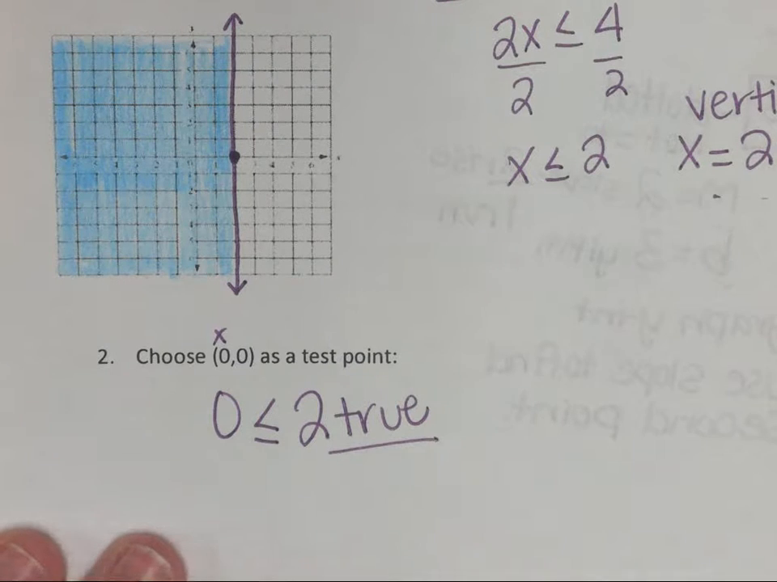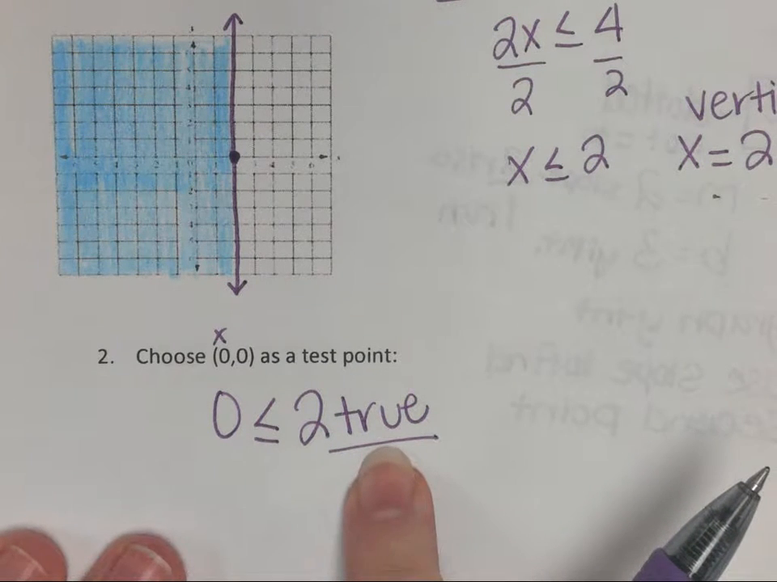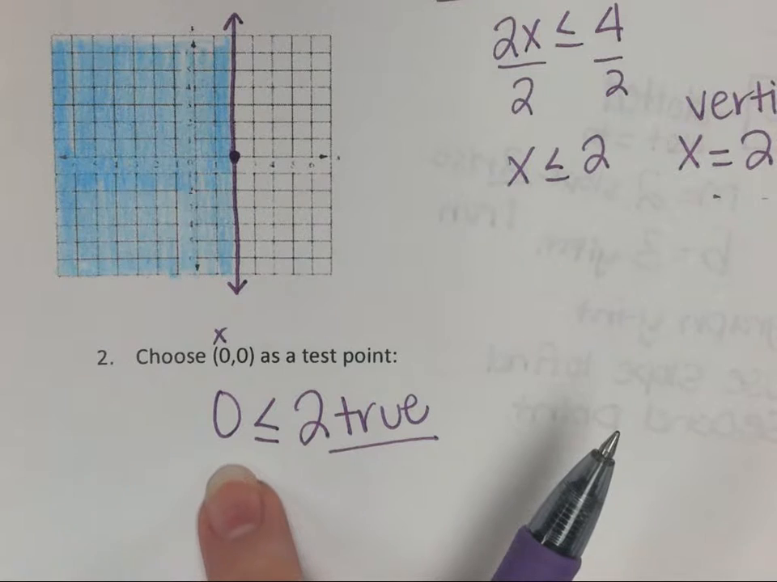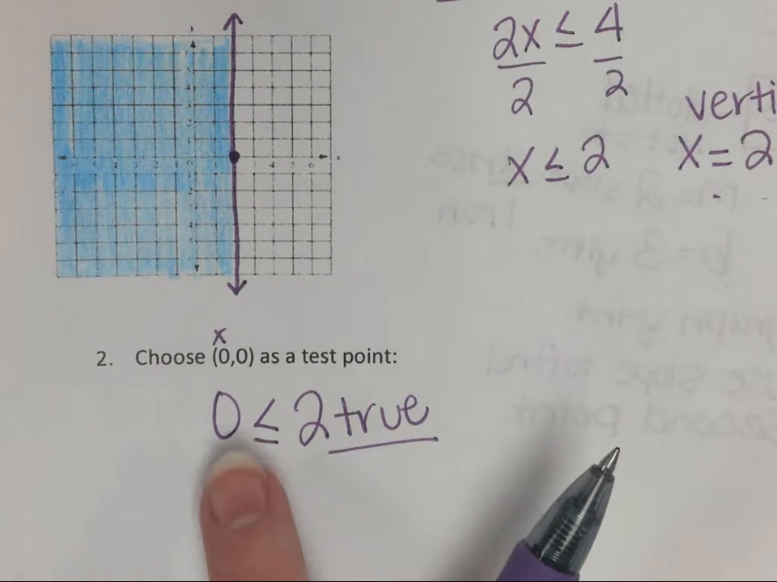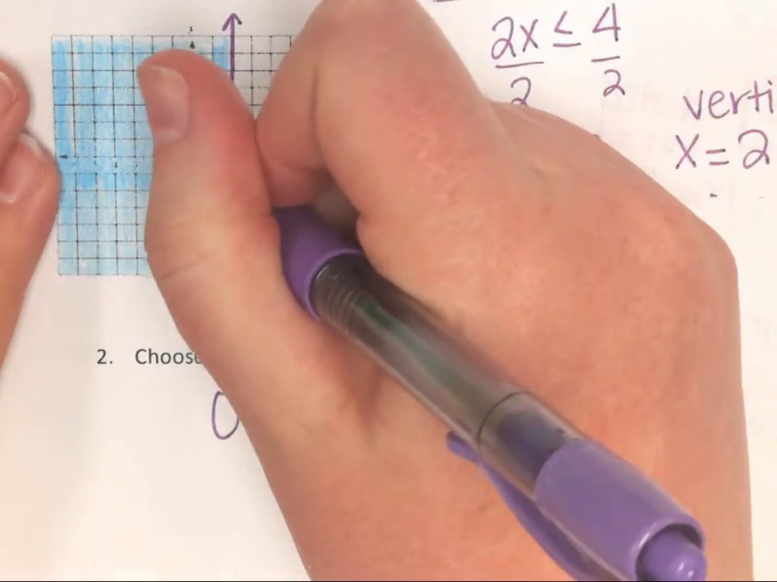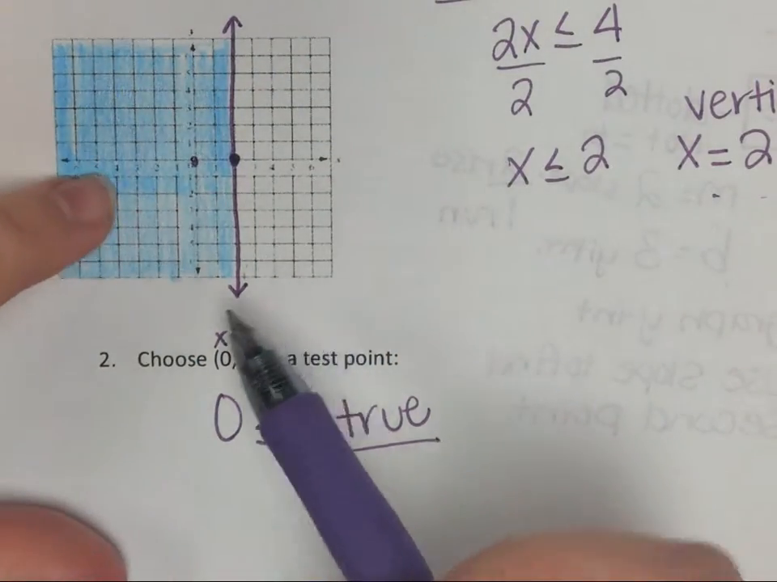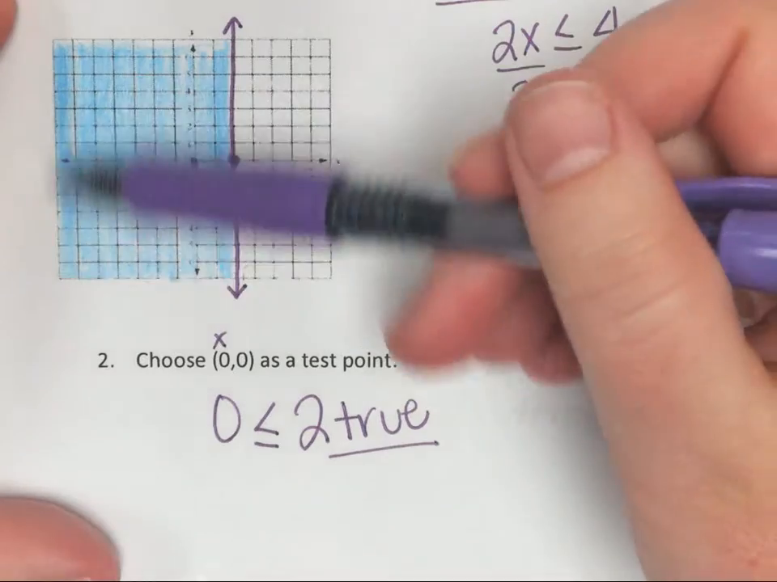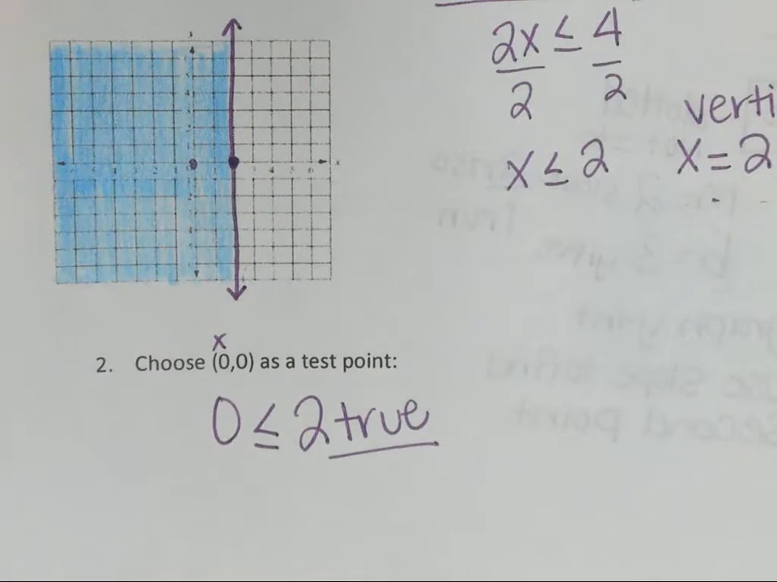Y'all are never going to get past that, are you? Okay, so, hang on. Because this is a true statement, we shade the side with 0, 0, which we've already done. So this is why sometimes we shade the side with 0, 0, sometimes we would not shade it, okay?